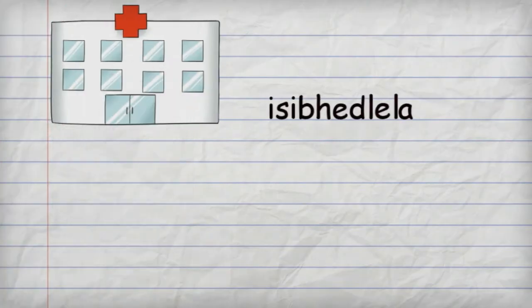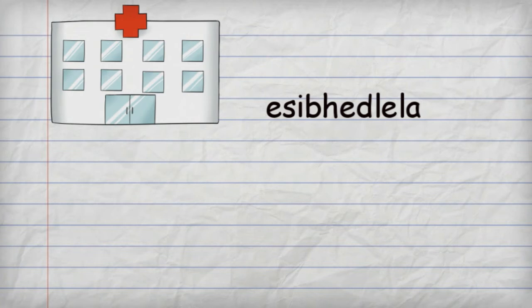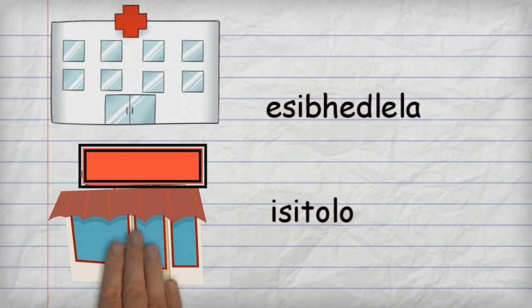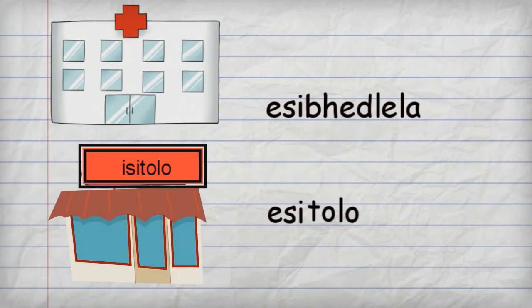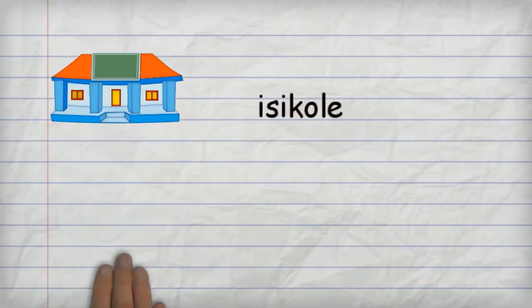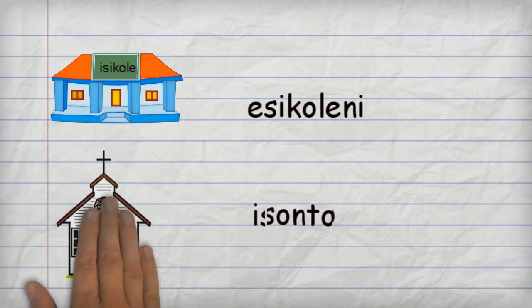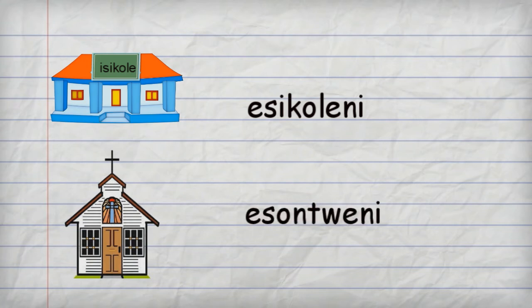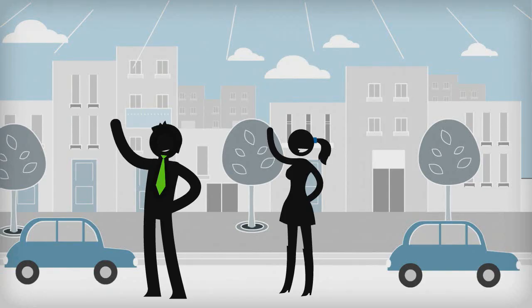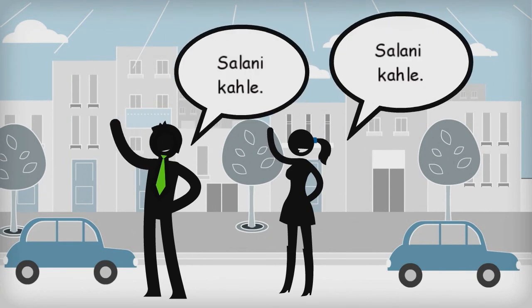So isibedlela changes to esibedlela. And isitolo changes to esitolo. Isikole changes to esikoleni. And isonto changes to esontweni. You see how easy it is? And now you can say I go somewhere in isiZulu.